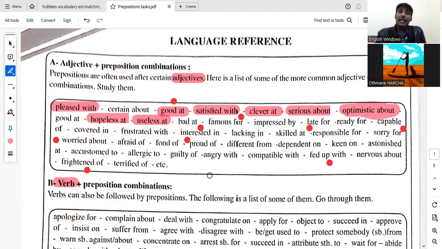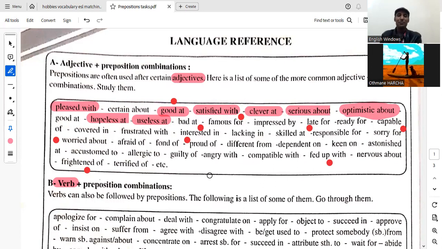Right, okay, but here useless at means someone who is of no use in a certain thing, right. I am useless at cooking, right. Okay, you don't know how to help mommy, you don't know how to cook. So you say I am useless at cooking, or I am useless at helping mommy with the kitchen and so on.